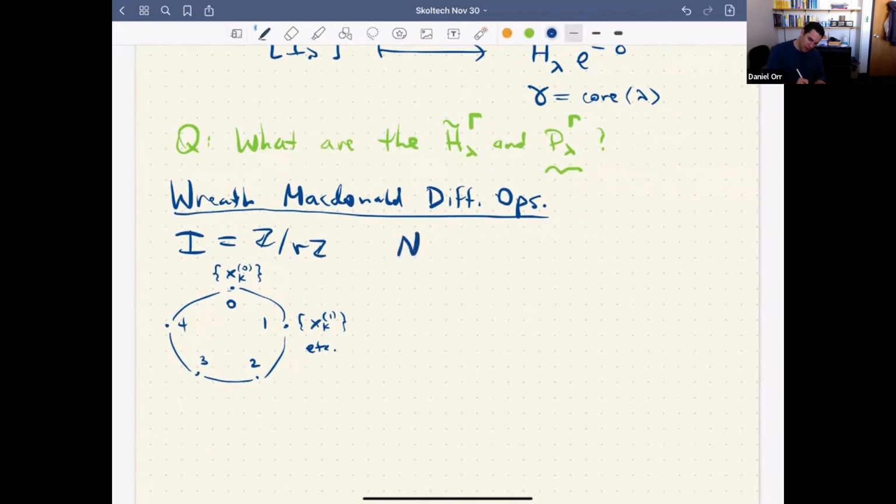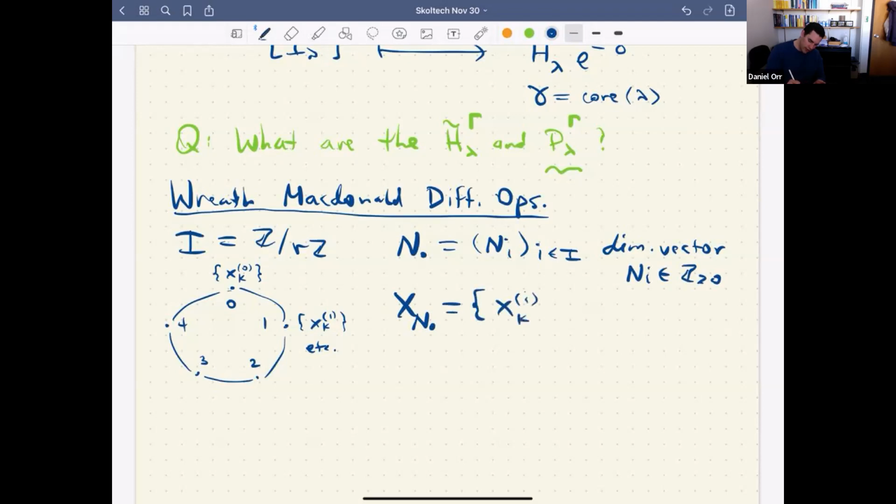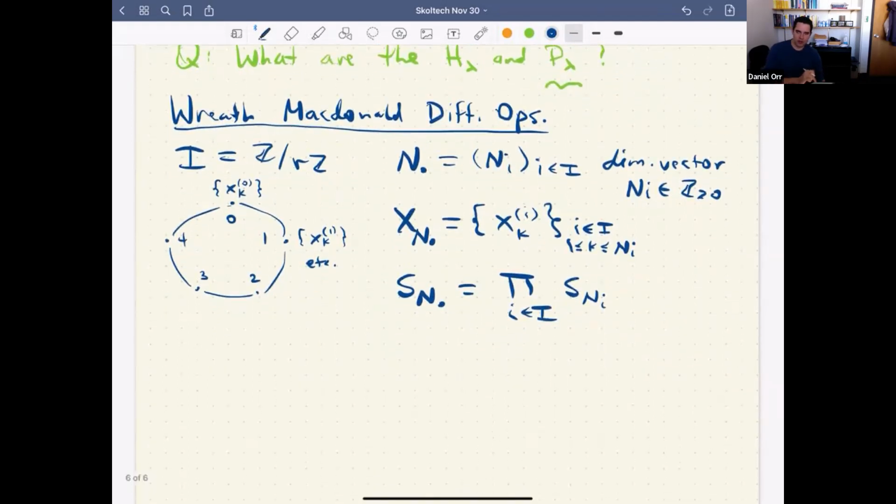So let me write a little bit more. So n dot is a dimension vector. So n_i is a non-negative integer, and then I'm going to call this thing x n dot, the collection of all these variables x_{i,k}, where i is in I, and k goes from 1 up to n_i. So n_i is going to give me the number of variables at vertex i in the graph. And we're going to have a product of symmetric groups. Okay, and this will act on polynomials in these variables.